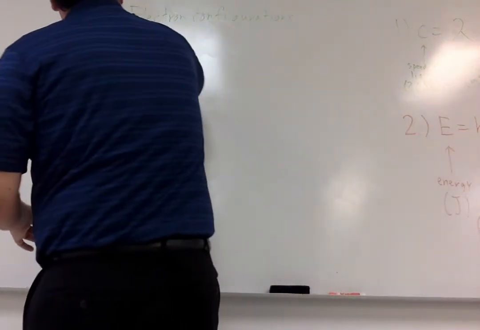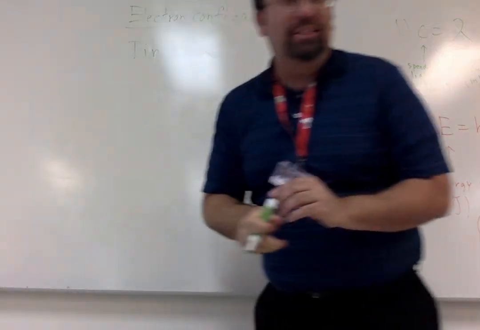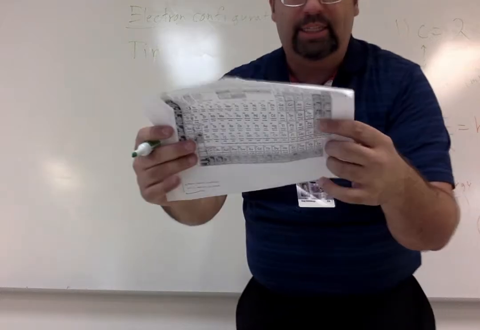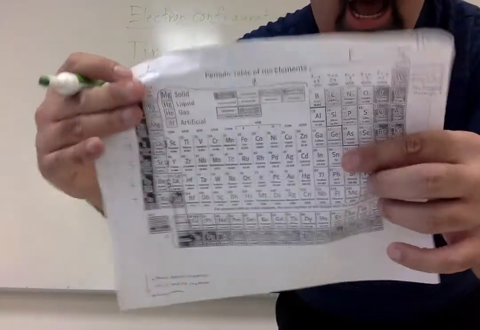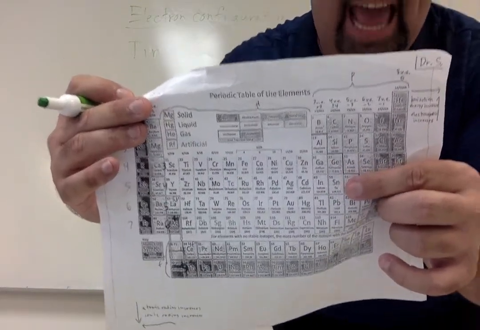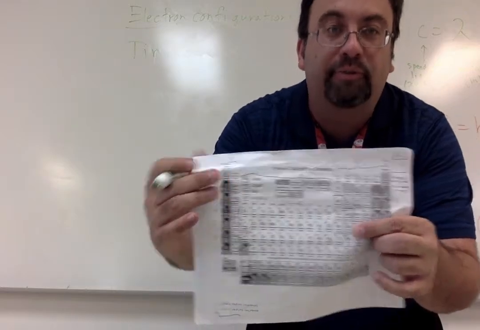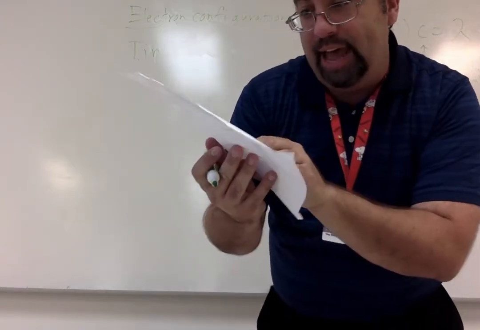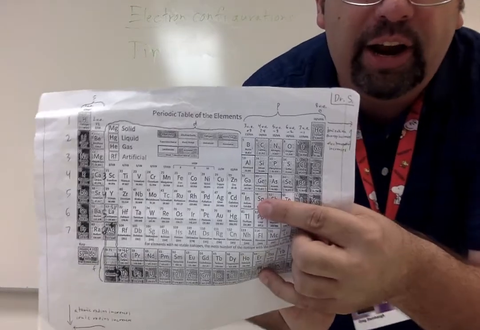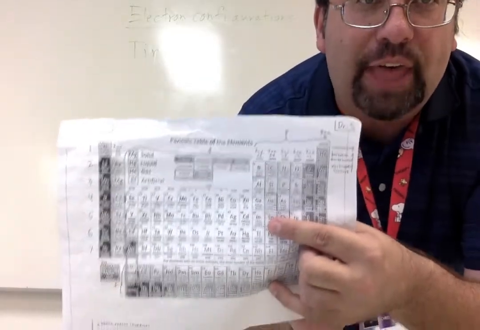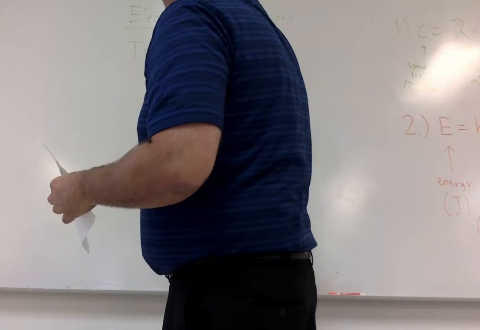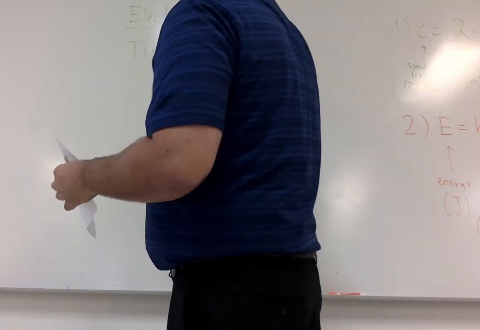So tin, and remember tin is not T or Ti on the periodic table. Tin is actually represented here by Sn. Sn, the Latin word for tin, is stannum, so that's why it has that abbreviation. Notice that the atomic number here is 50, and that also tells us the number of electrons. So tin has a total of 50 electrons.